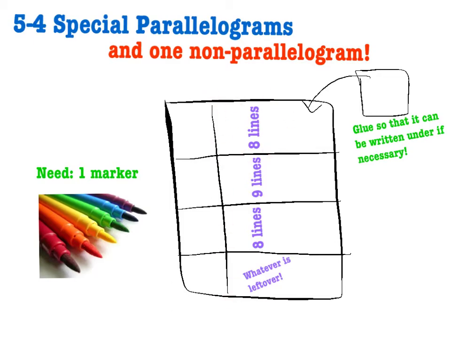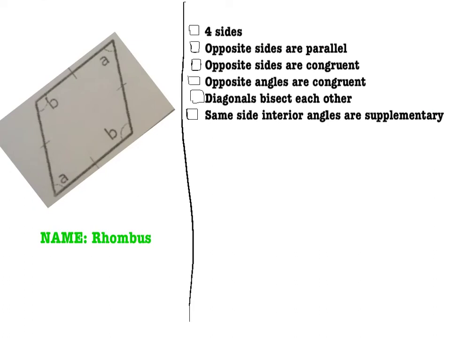You'll have to reserve 8 lines, 9 lines, 8 lines, and then whatever's left over will be for our last shape. Your daily agenda should be glued in, but please glue it in so that you can be writing underneath it. If you're watching this video, then you are a rhombus, and rhombuses will be writing on the second row. So just to reiterate, make sure you take your notes in the 9-line section.